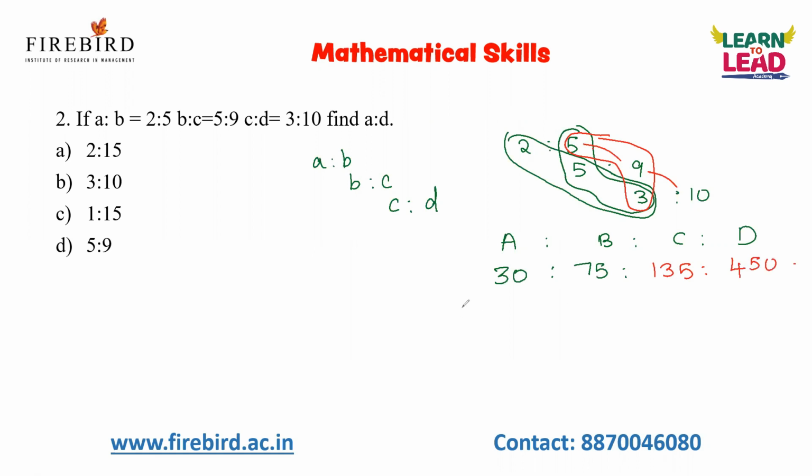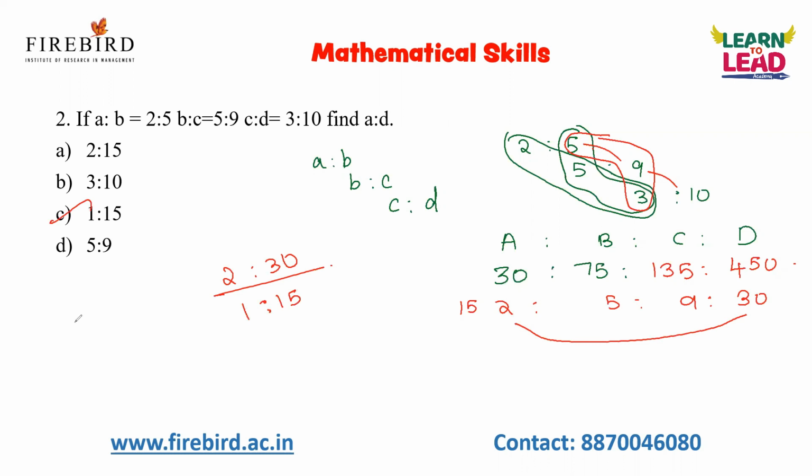Okay, so divide the whole part by 15. Now they are asking the ratio between A is to B. 2 is to 30. 2 is to 30 is not there in the answers, so reduce it because 2 and 30 are both divisible by 2, so 1 is to 15 is your answer. Do you all understand?